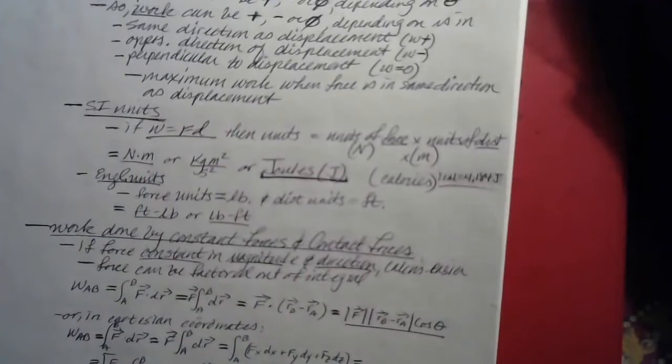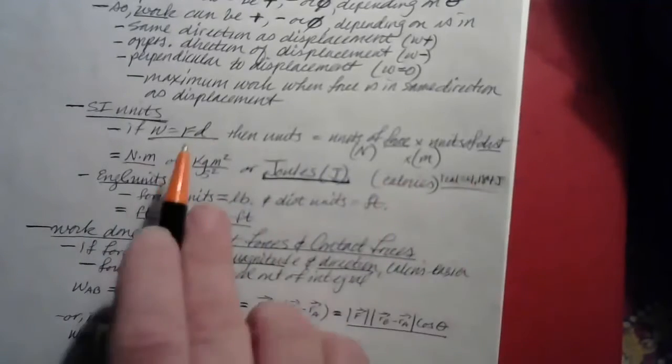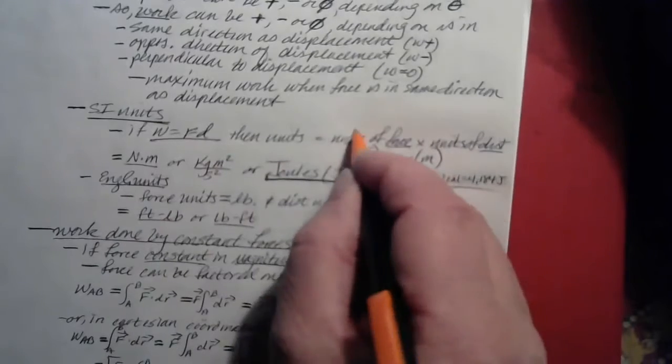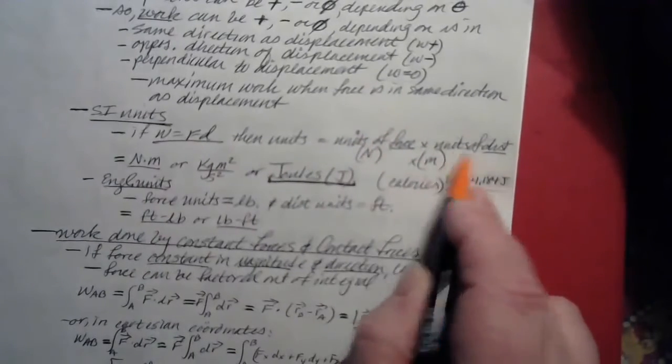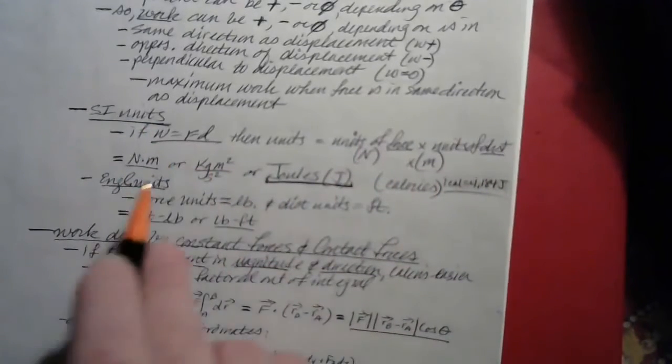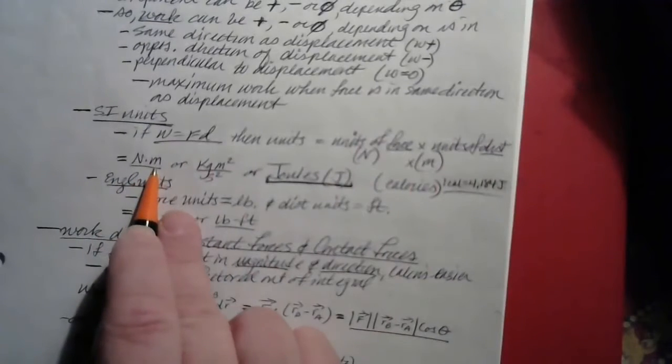As far as the units of work are concerned, as I mentioned before, work is a form of energy, and so we express work normally in the same units as energy. And work is equal to force times distance. Then you would expect the units in the SI system to be the units of force times the units of distance. The unit of force in the SI system, of course, is newtons, and the unit of distance would be meters. And so the SI unit for work or energy in the SI system should be Newton meters.